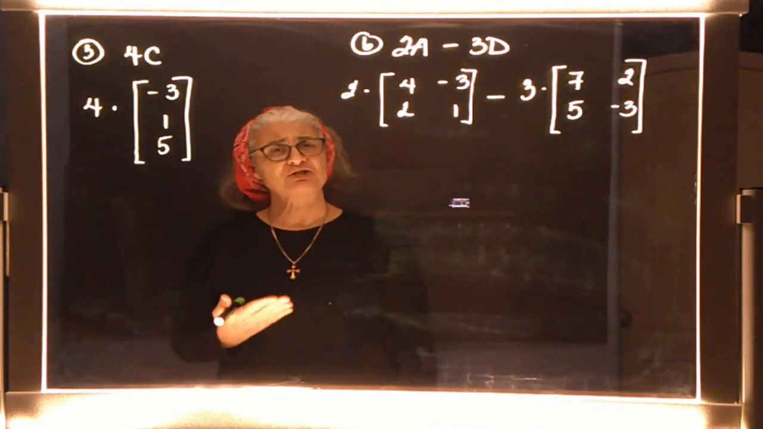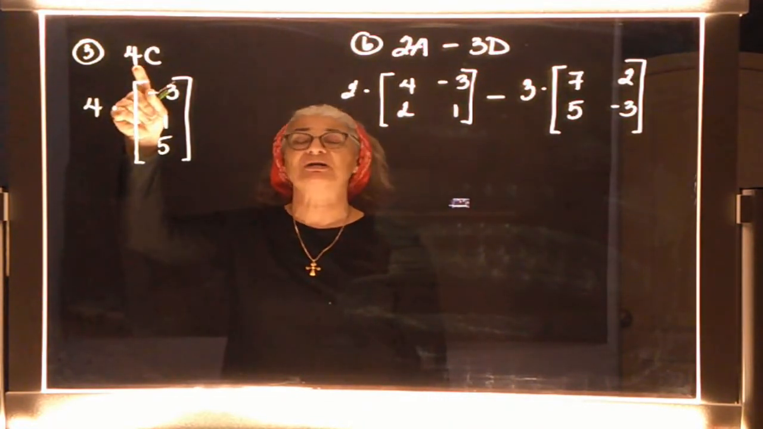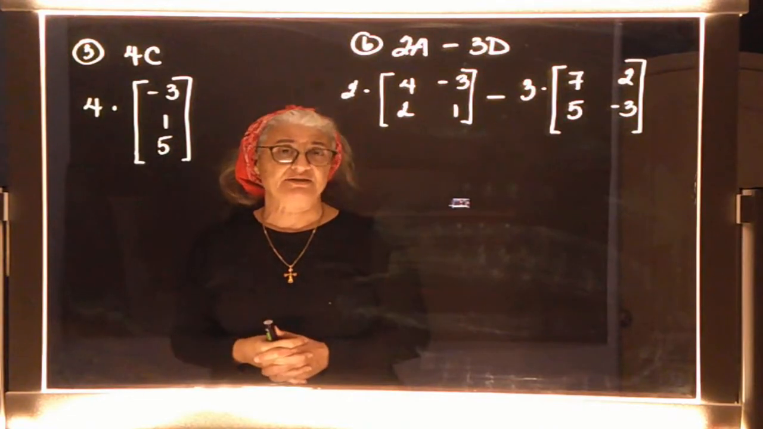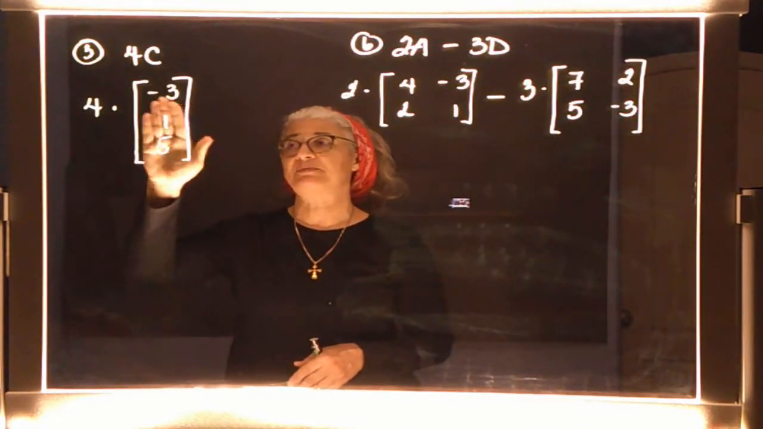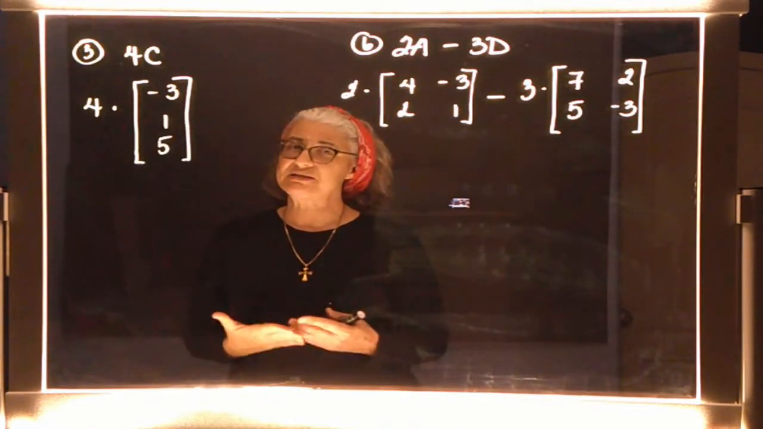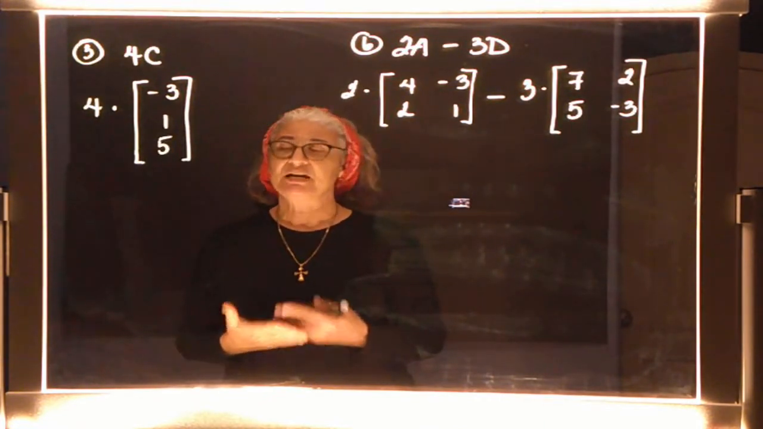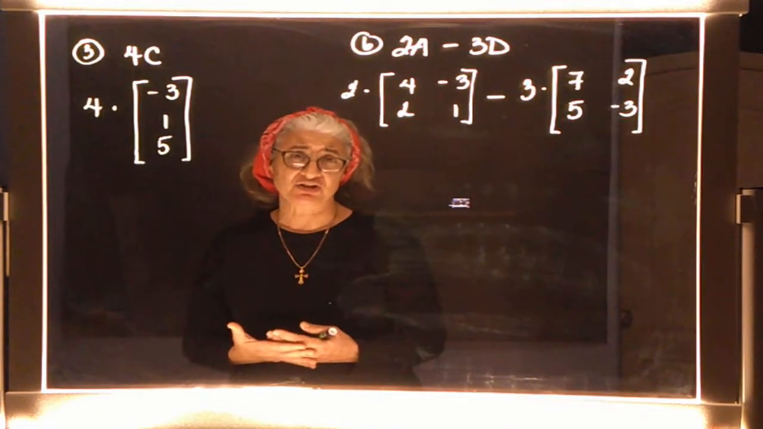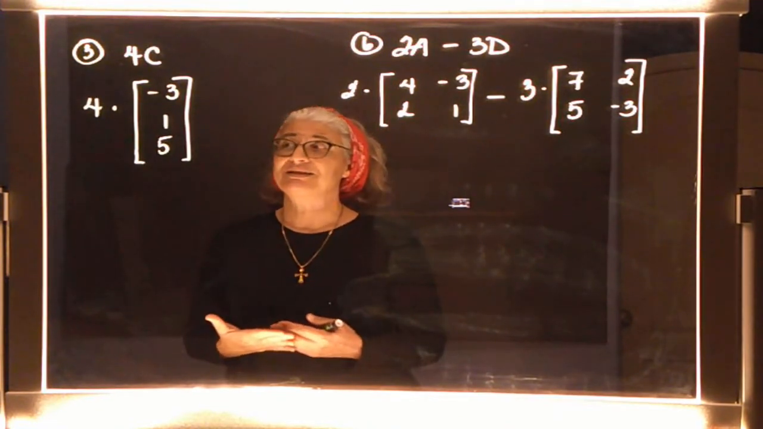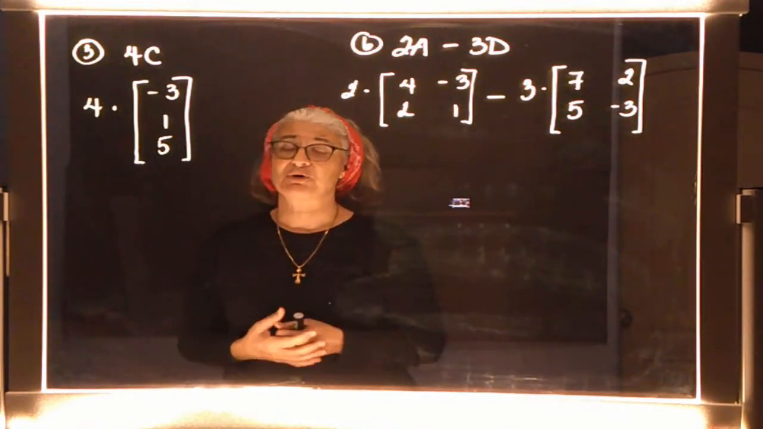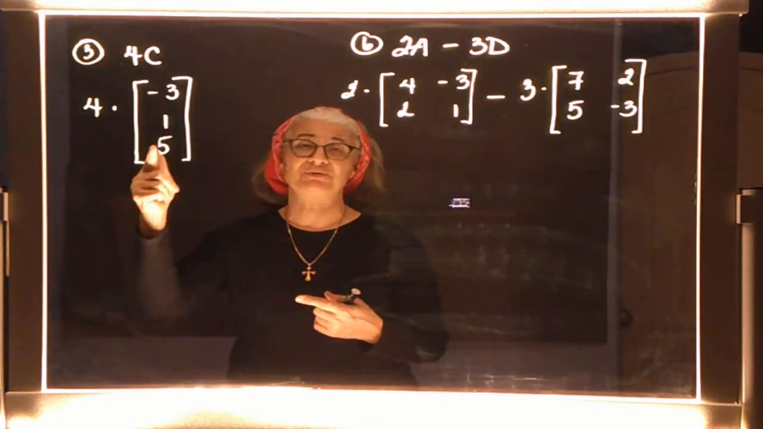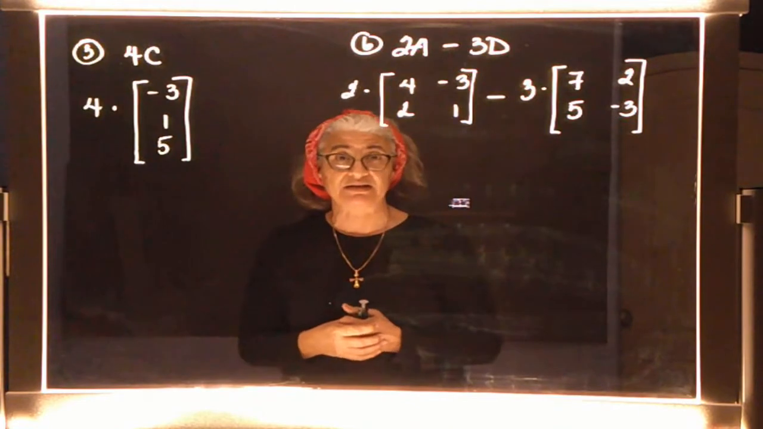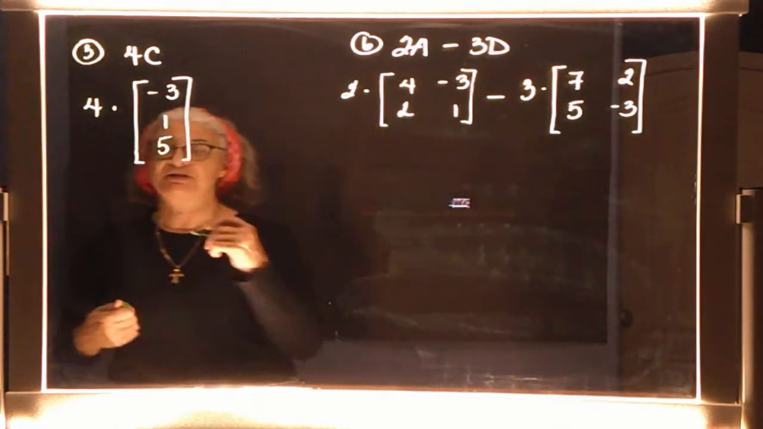Problem number 3 is actually asking me to take the number 4 and multiply by matrix C. So here's the number 4, and I'm supposed to multiply it to matrix C. Now here's the deal. Don't think too deep about this. In order to do this multiplication, this is basically a distribution problem. I am going to take that 4 and I'm going to distribute it to every number inside matrix C, which is probably what some of you are thinking.